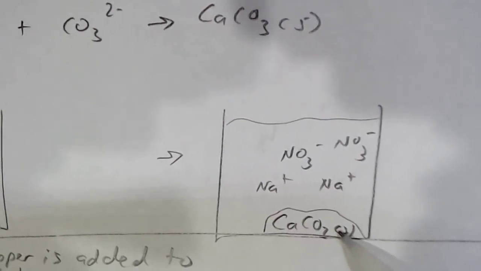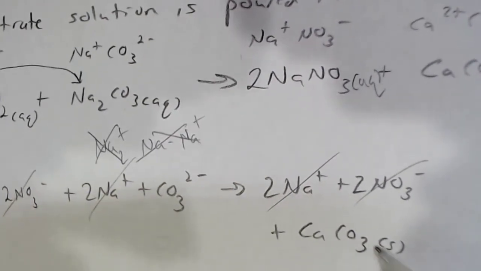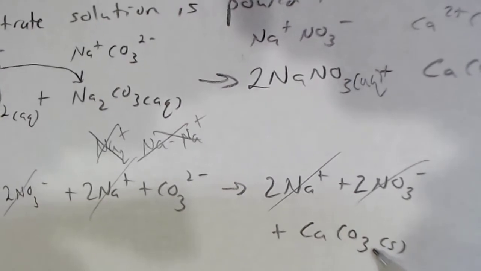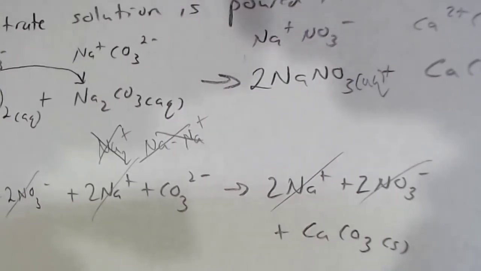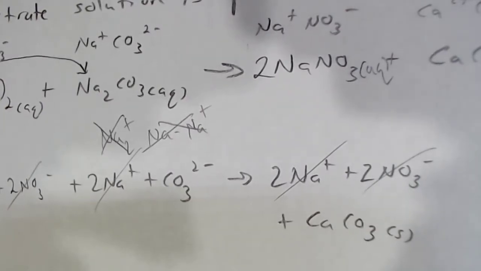So calcium carbonate were stuck to each other as solid. We do not separate those ions from each other. They're not floating around separately. So we leave those as they are, just calcium carbonate solid. Okay, so that was the complete ionic equation. It showed everything in how it would look in solution.